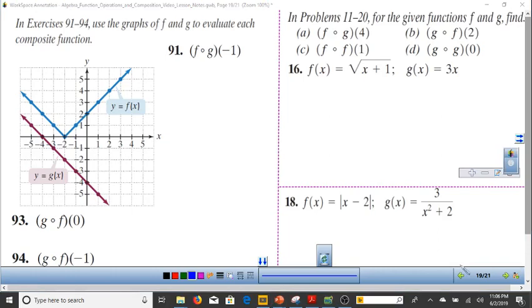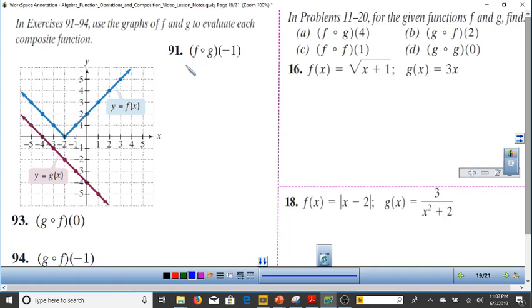Or a series of examples. In this question, we have a graph again, and the question is asking for f of g of -1 and g of f of 0 and g of f of -1 and so on. Let's start out with f of g of -1.